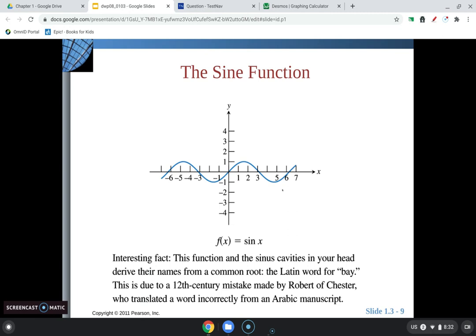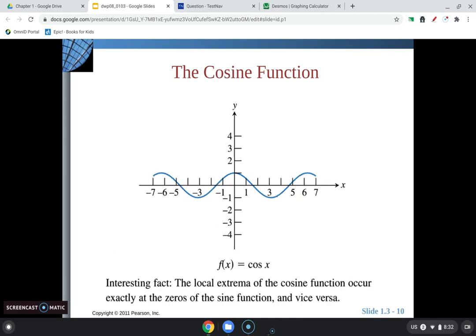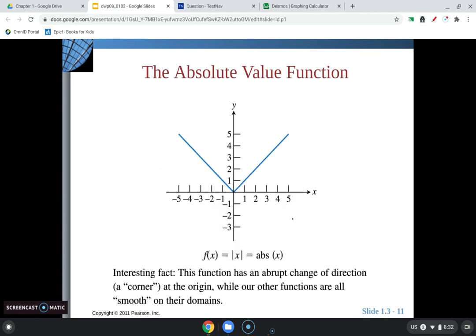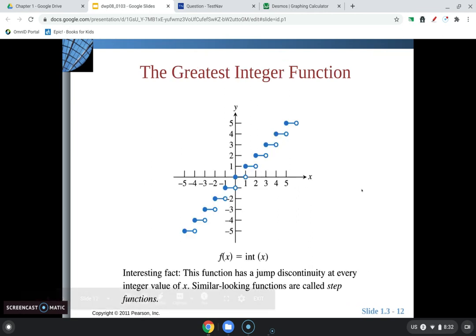All right, the sine function. The sine function is bounded above and below. So there's the sine function. And then the cosine function is just the sine function shifted over a little bit. Okay, absolute value function. You can put anything into that function. So that's what it looks like for the graph.